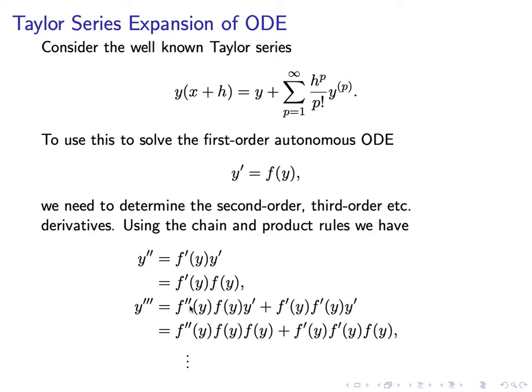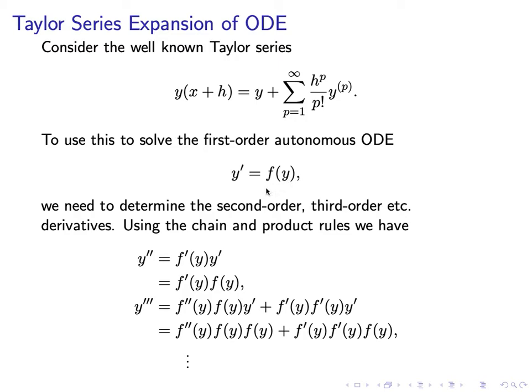This is the well-known Taylor series. You should all be fairly familiar with this by now. We're going to use it to solve a first order autonomous ODE. Autonomous ODEs are where we can write the ODE without the variable t. The reason this is done here is purely to simplify the derivation. It doesn't have any effect on the validity of what we're doing here. It's just a way to make the derivation a bit easier.